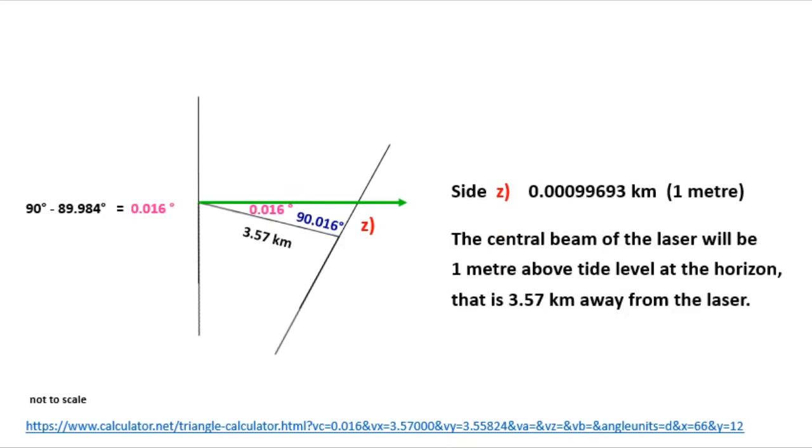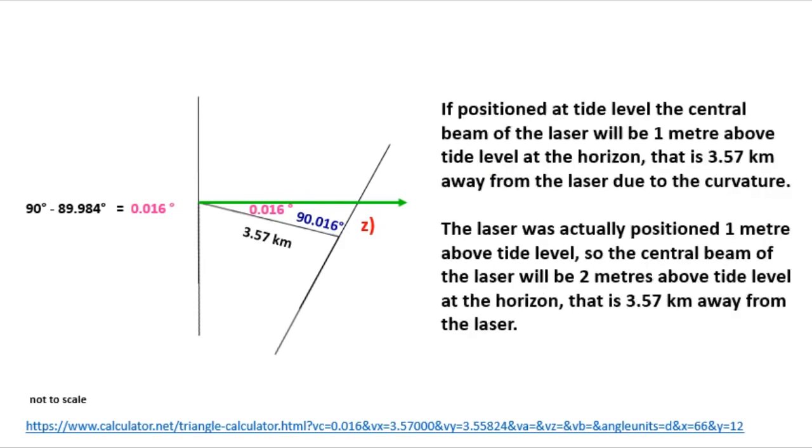The central beam of the laser will be 1 meter above tide level at the horizon. That is 3.57 kilometers away from the laser. If positioned at tide level, the central beam of the laser will be 1 meter above the tide level at the horizon. That is 3.57 kilometers away from the laser due to the curvature. The laser was actually positioned 1 meter above tide level, so the central beam of the laser will be 2 meters above tide level at the horizon. That is 3.57 kilometers away from the laser.